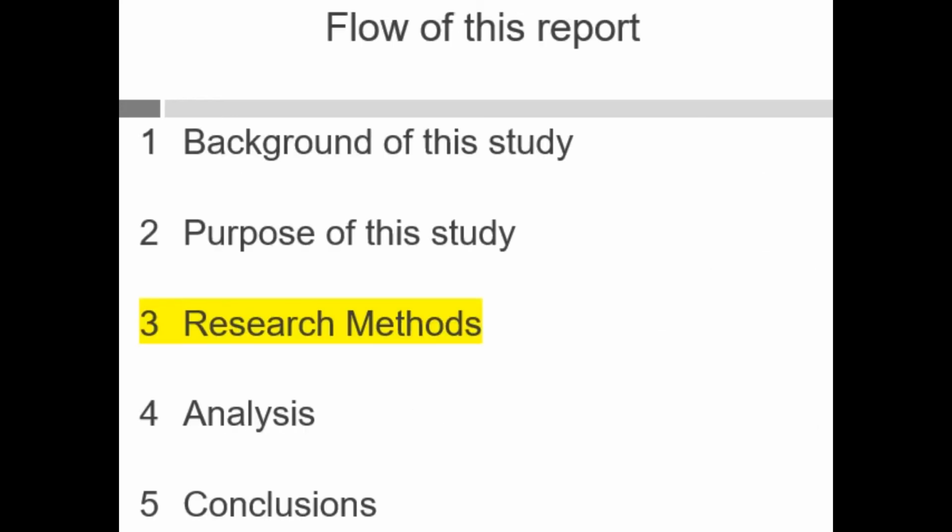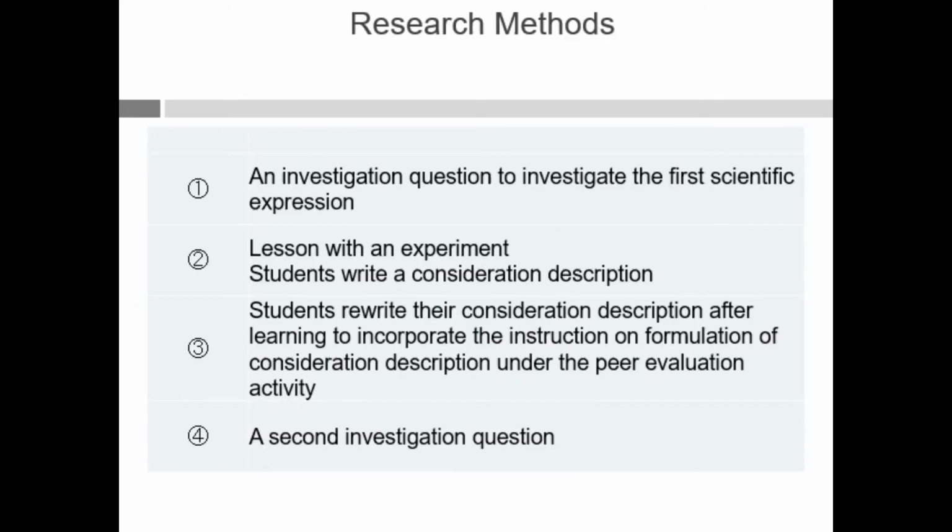This section describes research methods. First, students do an investigation question to investigate the first scientific expression. Next, students do a lesson with an experiment and write a consideration description on the learning task.